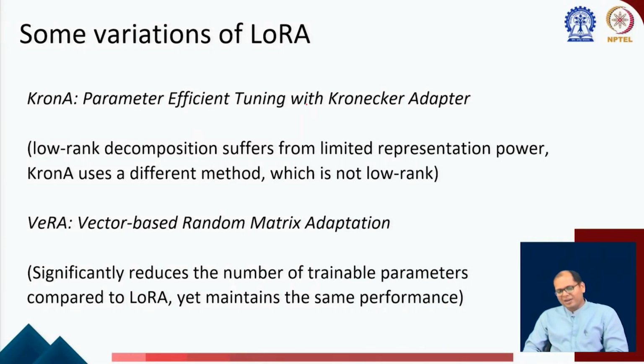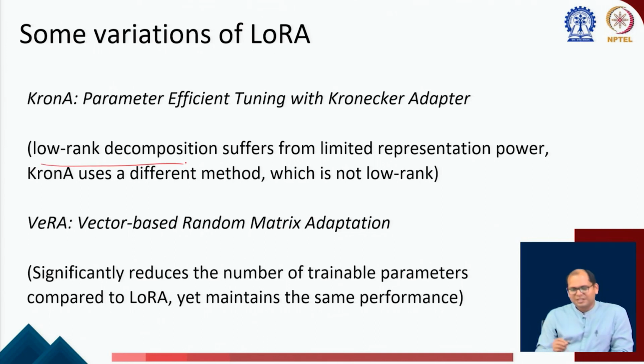Right. Now let's talk about some variations of LoRA. One thing that people talked about is that it has a bottleneck because you are doing low rank decomposition, so your representation power may be limited. So why don't we use a method that is not inherently low rank, but still can give me a reduced set of parameters? You can still reduce the number of parameters, but you may not be low rank.